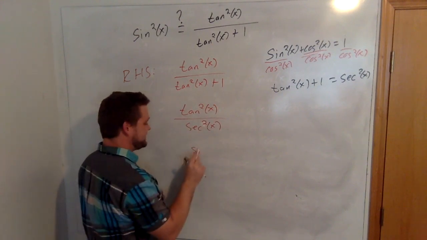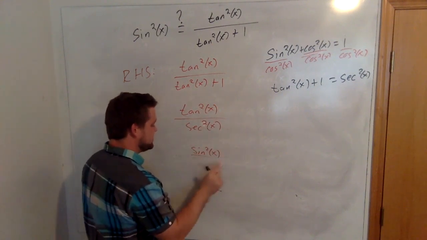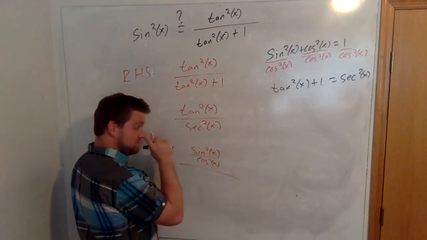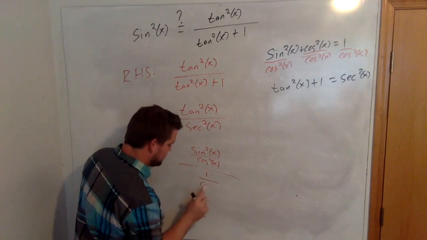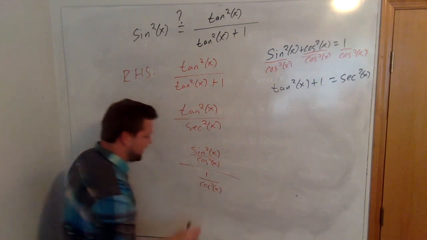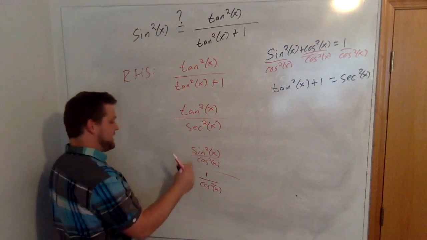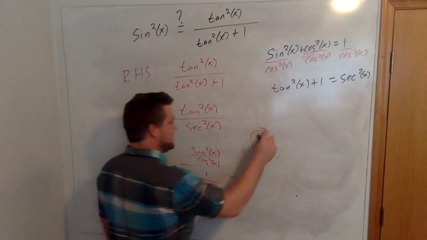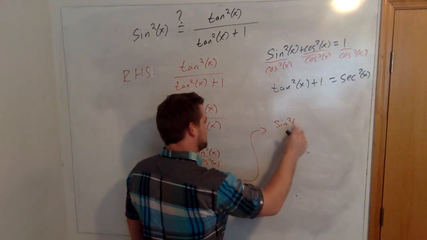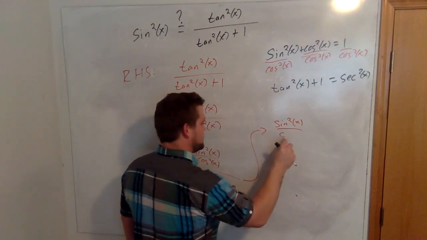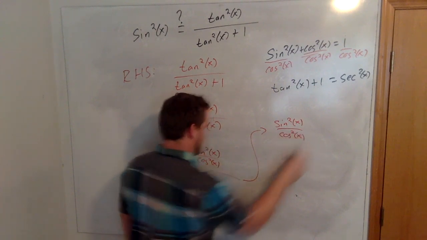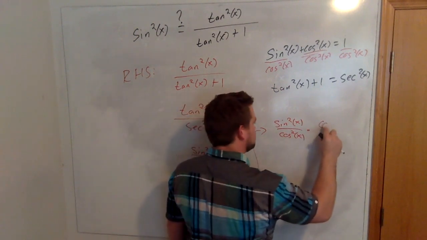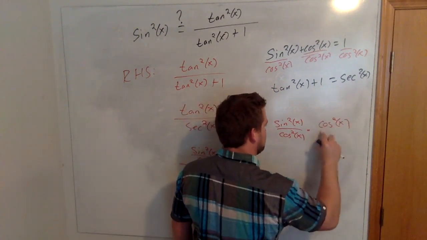Tan squared is the same as sine squared over cosine squared, all over secant squared, which is the same thing as 1 over cosine squared of x. I have this fraction divided by this fraction. We can flip and multiply. So we'll get sine squared of x all over cosine squared of x times cosine squared of x all over 1.